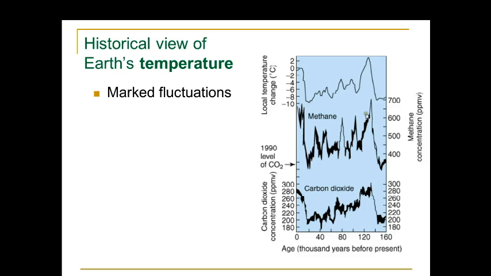Notice where there's a peak in temperature, there's also a peak in methane and carbon dioxide. When temperature's gone down, carbon dioxide's gone down, and now it's going back up a little bit. Well, in the past 20,000 years, it's gone up a bit, I guess I should say.